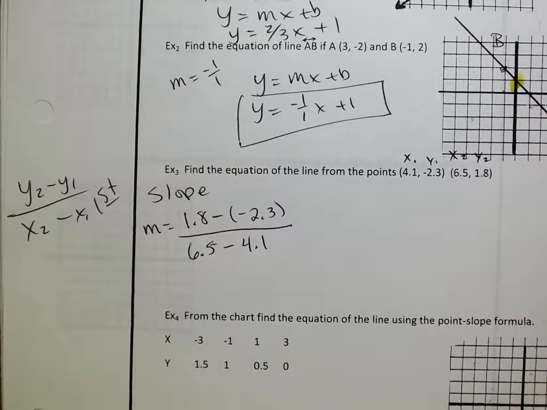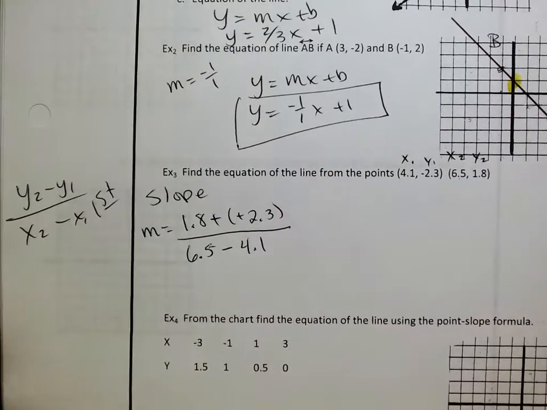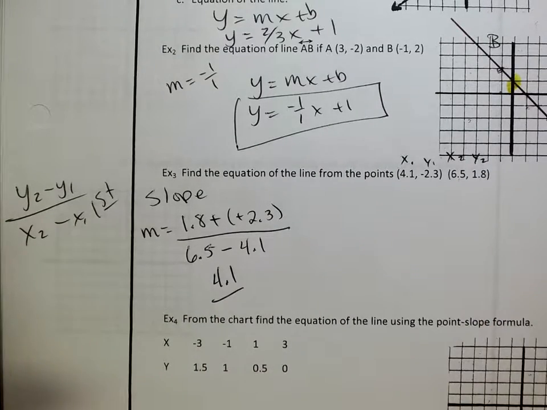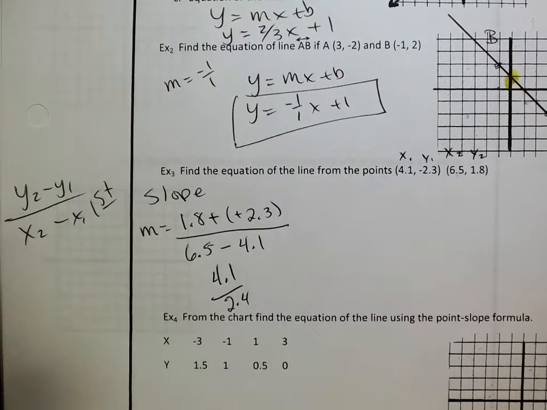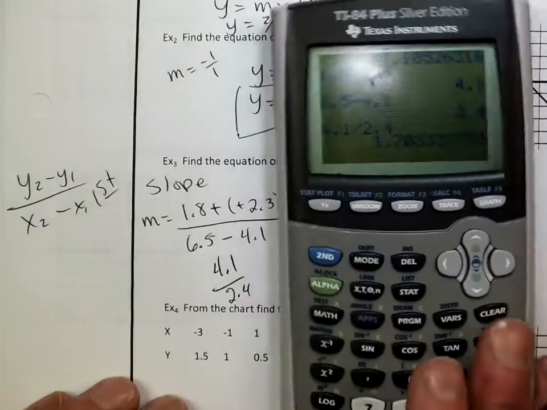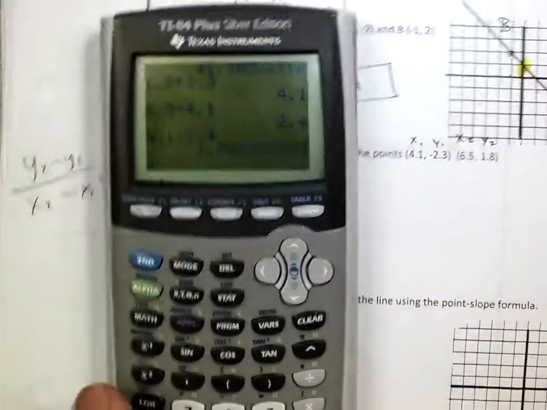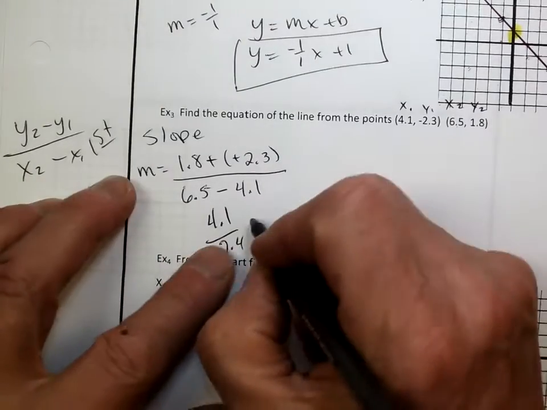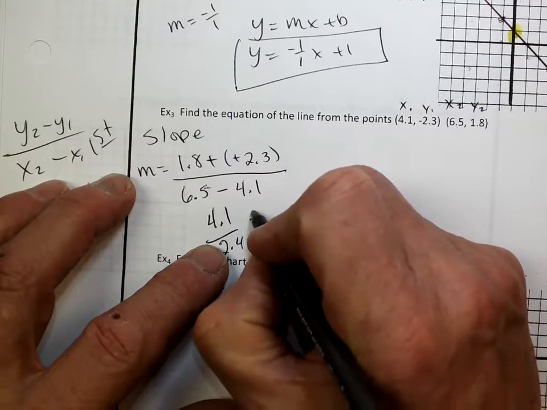I don't mind that. Double negative, let's make that a plus. So 1.8 plus 2.3, that's a 4.1, over 6.5 subtract 4.1. I get a 2.4. Not a very nice number, but it's okay. Let's just divide it and get a decimal. 4.1 divided by 2.4 equals about 1.7083333, but we'll round it to probably just about 1.7, all right? So 1.7 is good enough for me. So the slope is going to be approximately equal to 1.7.